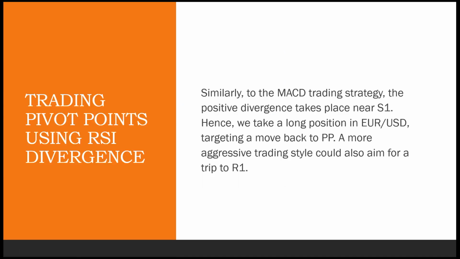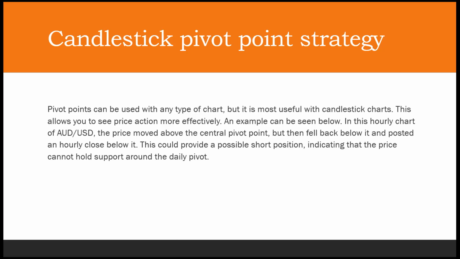Similarly to the MACD trading strategy, the positive divergence takes place near S1. Hence, we take a long position in the euro US dollar, targeting a move back to the pivot point. We can also use pivot point strategies with candlesticks. Pivot points can be used with any type of chart, but it is more useful with candlestick charts. This allows you to see price action more effectively.